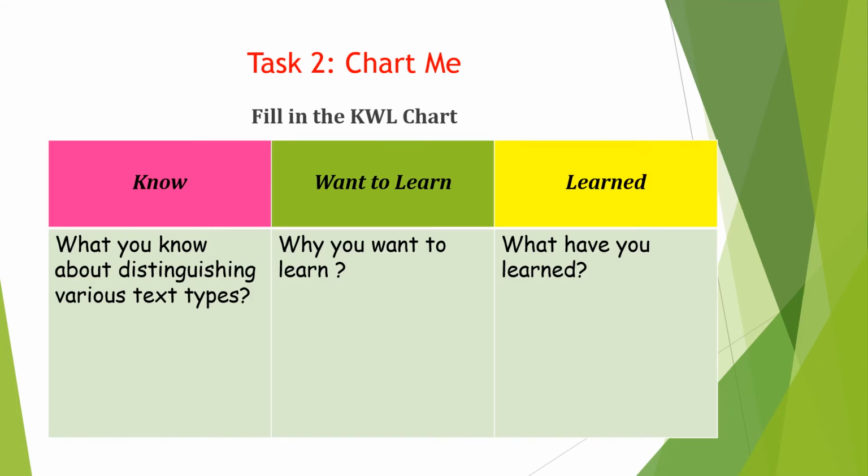Task 2, entitled Chart Me. Fill in the KWL chart. For this task, you are to think ahead and list the things that you know about distinguishing various types of informational text. Why do you want to learn about distinguishing these types of text? And later on, what have you learned on how to distinguish them based on our series of activities?